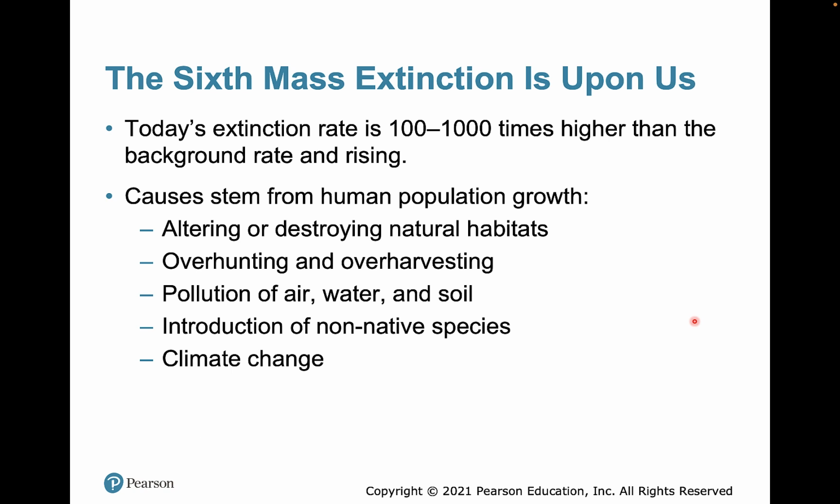So we are currently in the throes of the 6th mass extinction, mostly due to human impact from human population growth. Research says that the extinction rate today is anywhere between 100 and 1,000 times higher than the background rate, and it's rising. So what are we doing to cause it? We are altering or destroying habitats. We're overhunting. We're overharvesting. We are polluting air, water, and soil. We are introducing non-native species, which we're going to talk about in a little bit. And climate change is a thing.